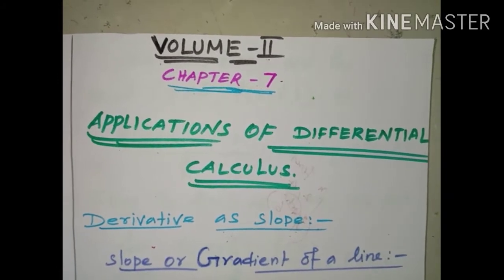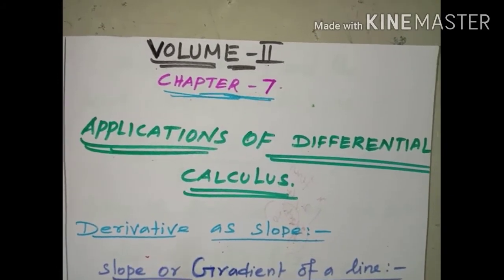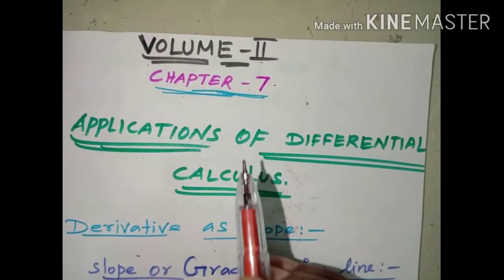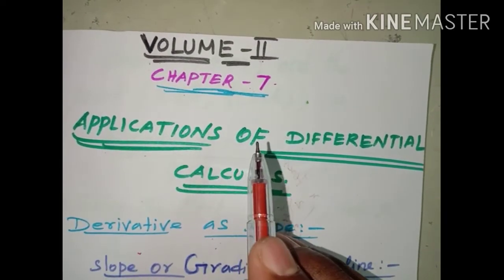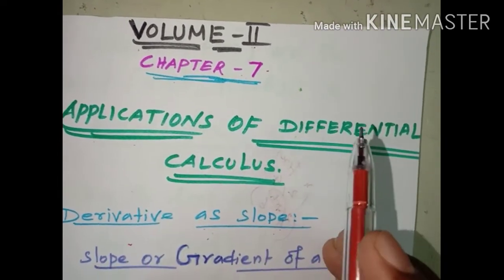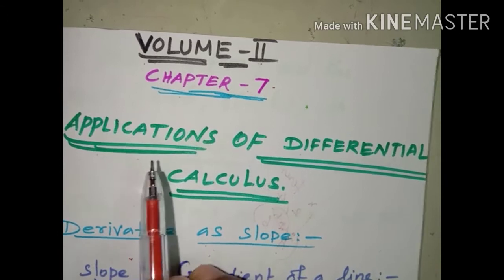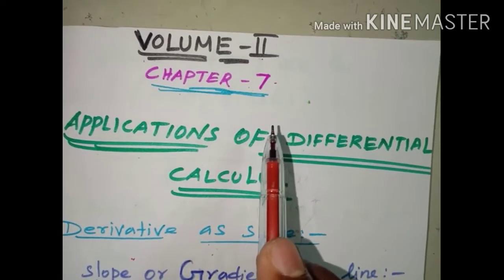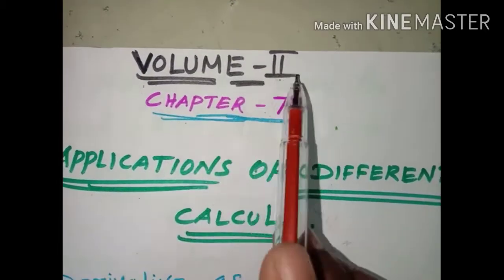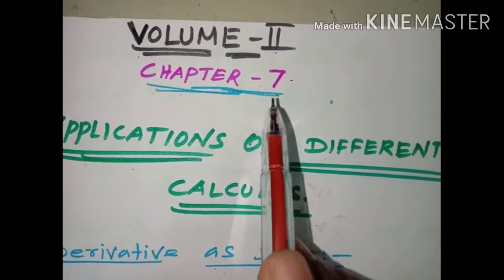Hi students, I am going to start volume 2. In the last class we completed 6.9, and the sixth chapter is totally completed. So the first volume is completed. Now we are going to start the second volume, chapter 7.